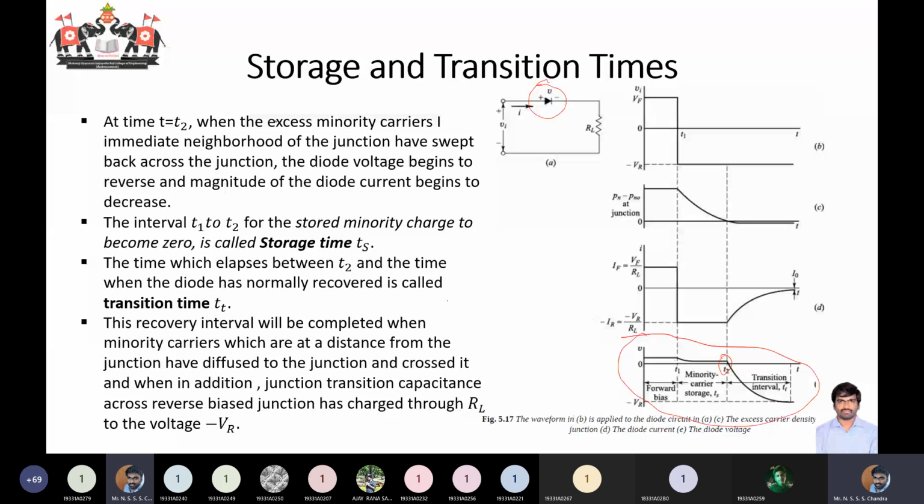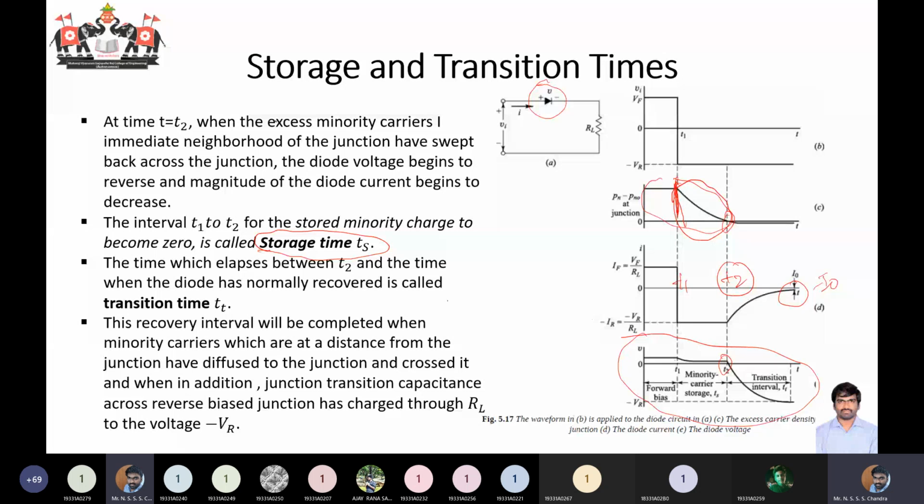And then here it is going to the negative magnitude, to the minus VR value. By the time it reaches minus VR, your current will regain a value of minus I naught. So magnitude wise, it is going to decrease. The interval T1 to T2 is said to be the storage time. The storage time is the time for the stored minority charges to become zero. These are the stored minority charges. The time from the instant it is reversing till the time this Pn minus Pn0 reaches zero is said to be the storage time.